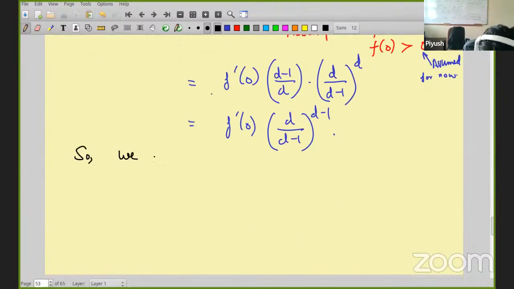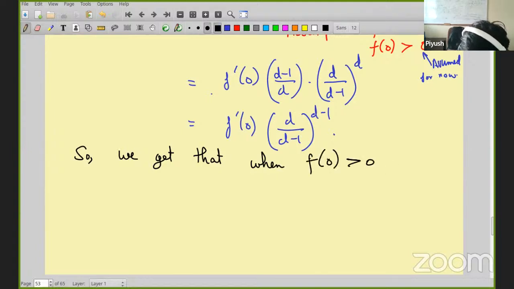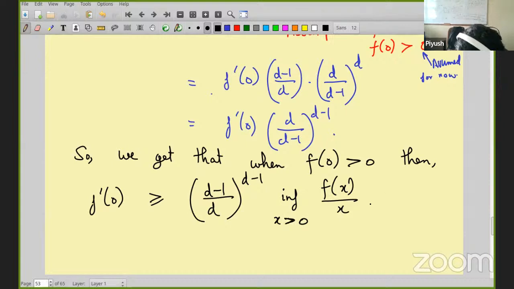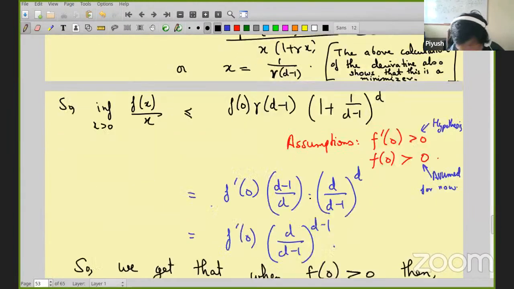So we get that when f0 is positive, then f prime 0 is bigger than or equal to (d minus 1 over d) to the power d minus 1 times inf of f(x) over x. Okay. And the 1 minus epsilon statement then follows because everything is positive.